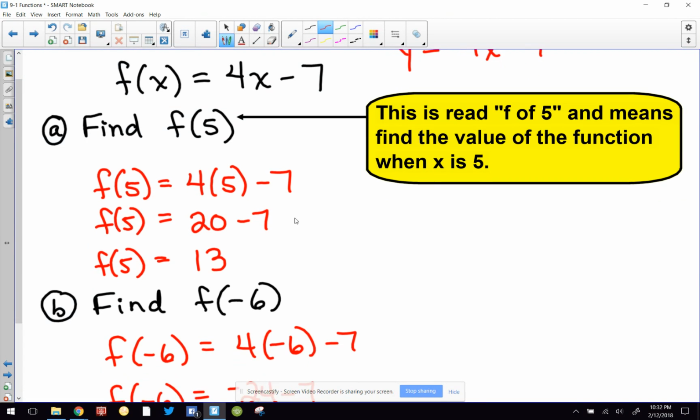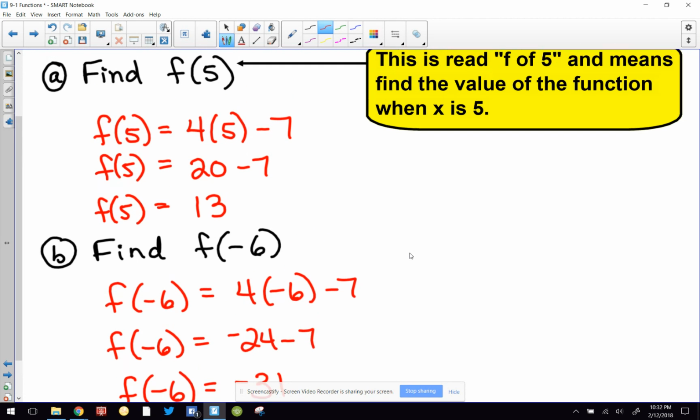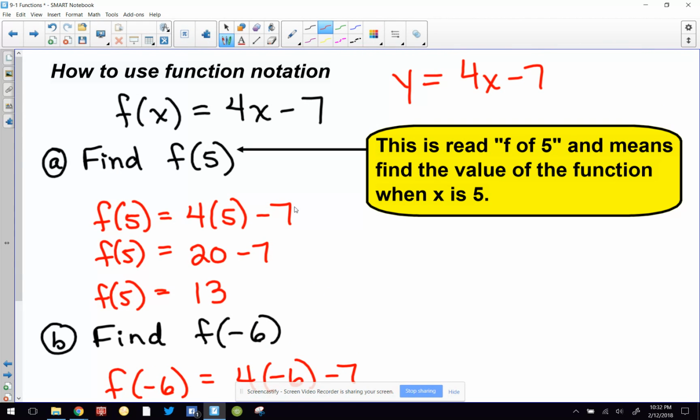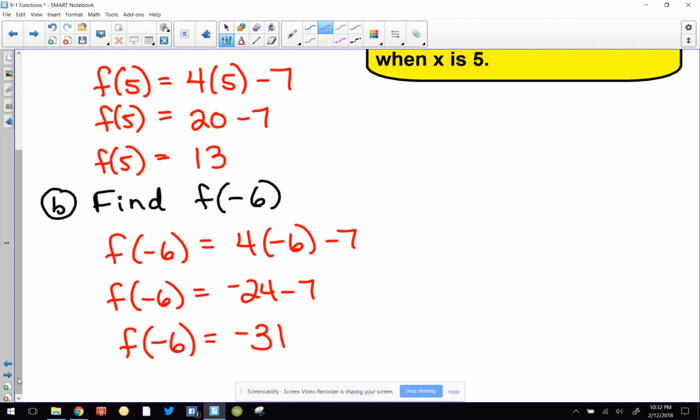And then another example, find f of negative 6. That means what is the output going to be when x, or the input, is negative 6. So f of negative 6 equals 4 times negative 6 minus 7. 4 times negative 6 is negative 24. Negative 24 minus 7 is negative 31. So f of negative 6 is negative 31. So really, it's just a matter of notation. There's really nothing mathematically different happening here. It's a nice shorthand for evaluating functions.